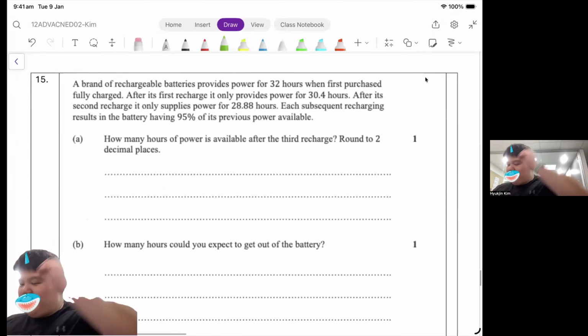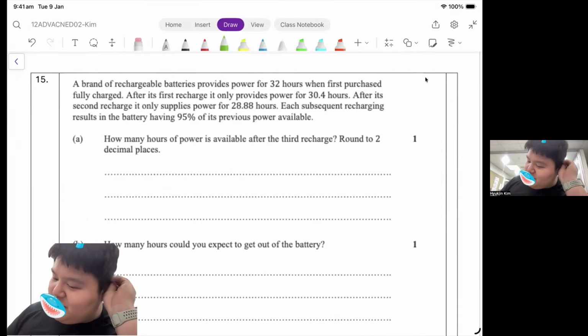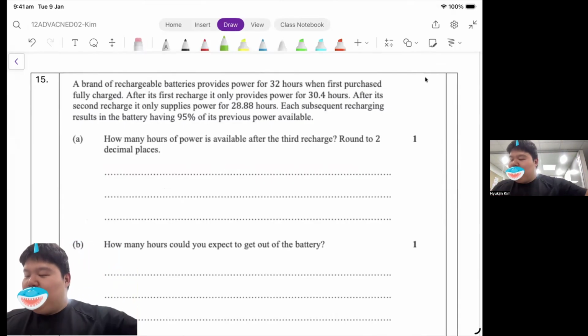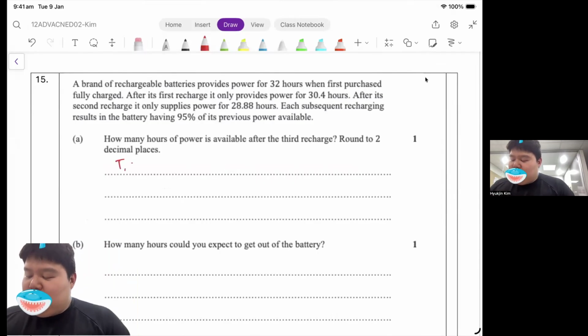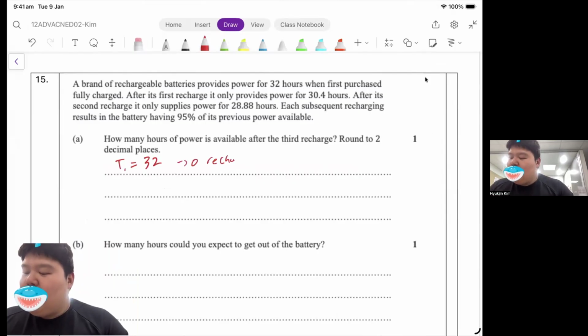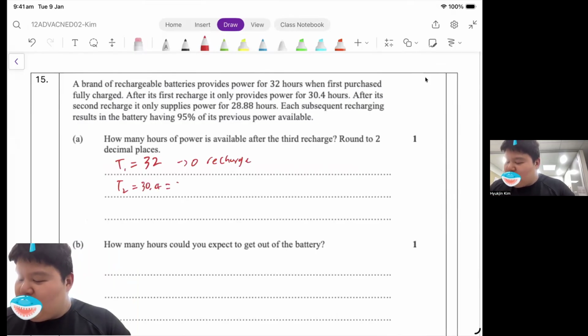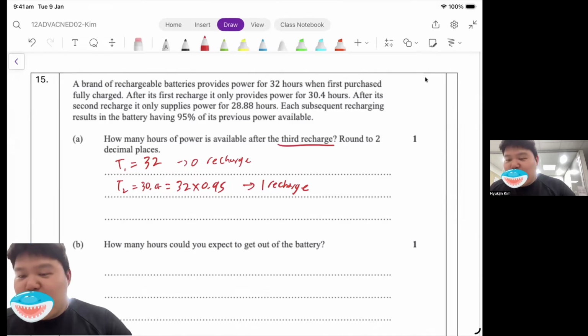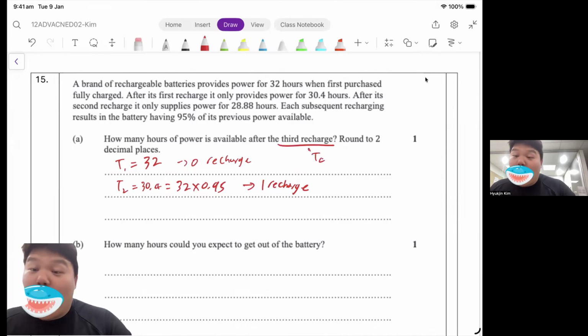A brand of rechargeable batteries provides power for 32 hours when first purchased, fully charged. After its first recharge, the product will then. Remember, T1 equals 32. That is after 0 recharge. T2 is 30.4, or 32 times 0.95. That was 1 recharge. So that means if the question is asking for the 3rd recharge, we're looking for T4.